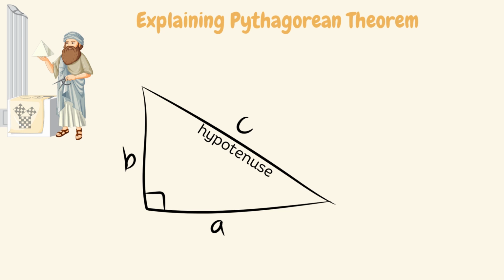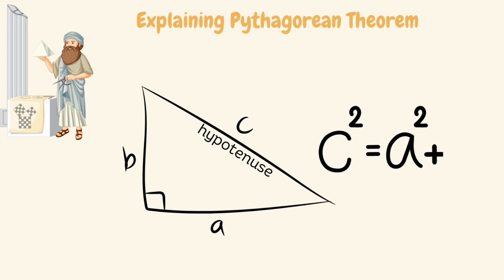Now, the Pythagorean theorem states that in any right-angled triangle, the square of the length of the hypotenuse, denoted as c in this case, is equal to the sum of the squares of the lengths of the other two sides, denoted as a and b. In simpler terms, if we square the length of each leg of the triangle and add them together, it will always equal the square of the length of the hypotenuse.